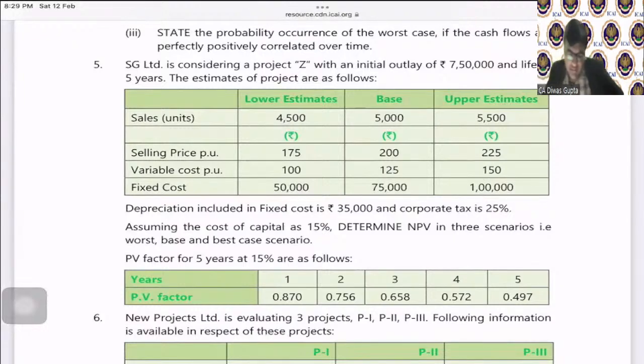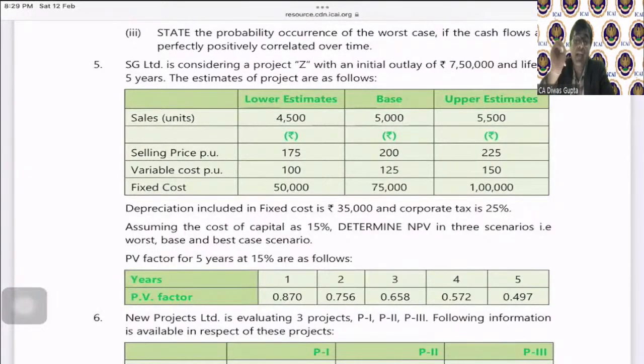Yes, so SG Limited is considering a project Z with an initial outlay of 7,50,000 and a life of 5 years. The estimates of the project are as follows: lower estimates, base and the upper estimates. Selling price they have given, variable cost they have given, and the fixed cost they have given. Depreciation also they have given, and the corporate tax. Assuming the cost of capital is 15, determine the NPV in 3 scenarios: worst, base, and best case scenarios. Right?